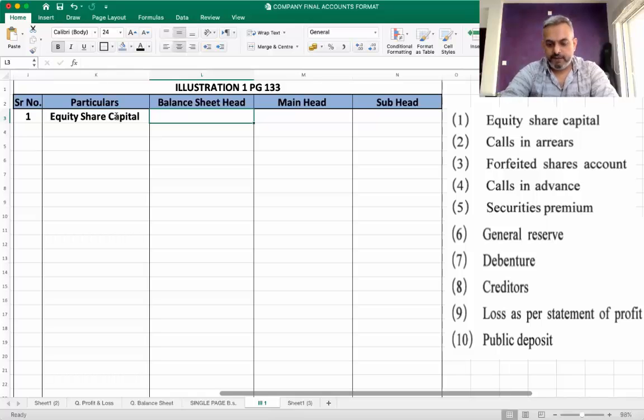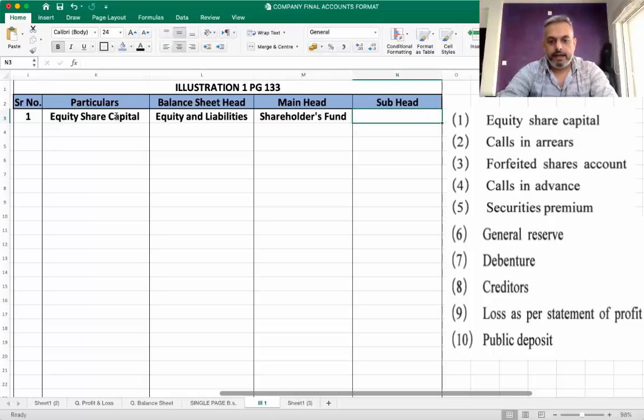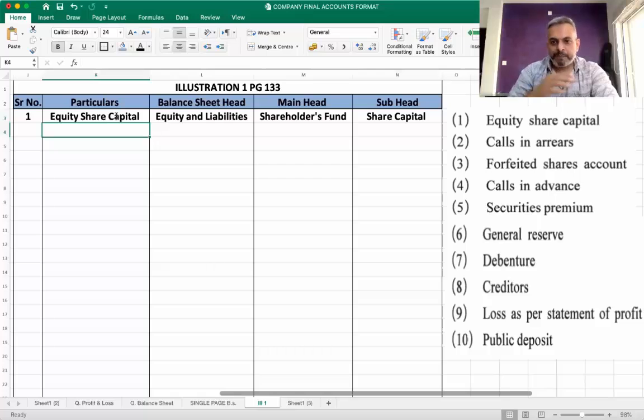Now balance sheet head, we all know equity and liabilities. Main head, shareholders fund, and subhead, share capital. So you keep this handy with you, the balance sheet format, what you have written, and that will help you to do the sum properly, in case you are not able to recall.